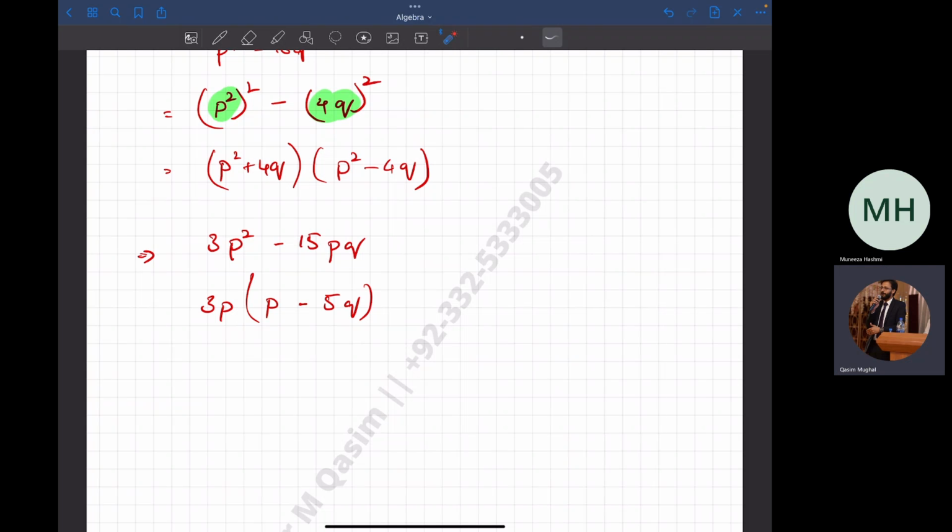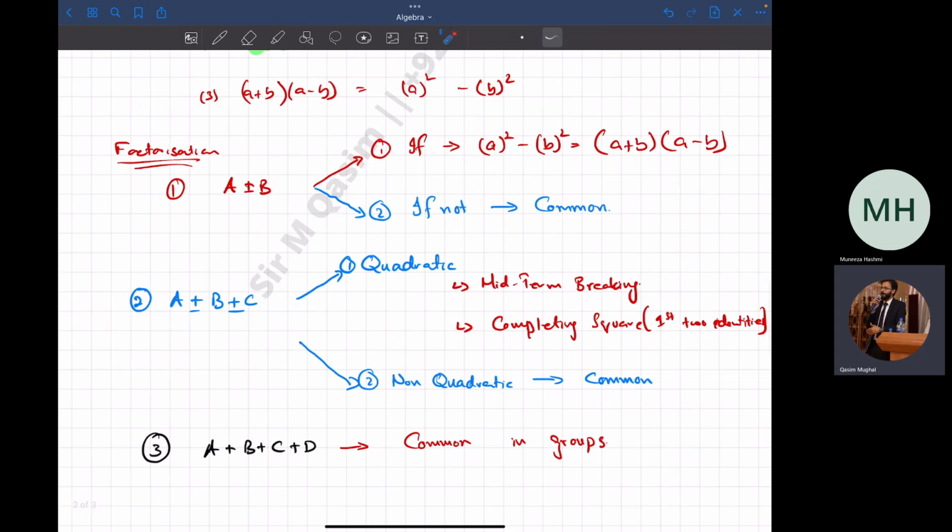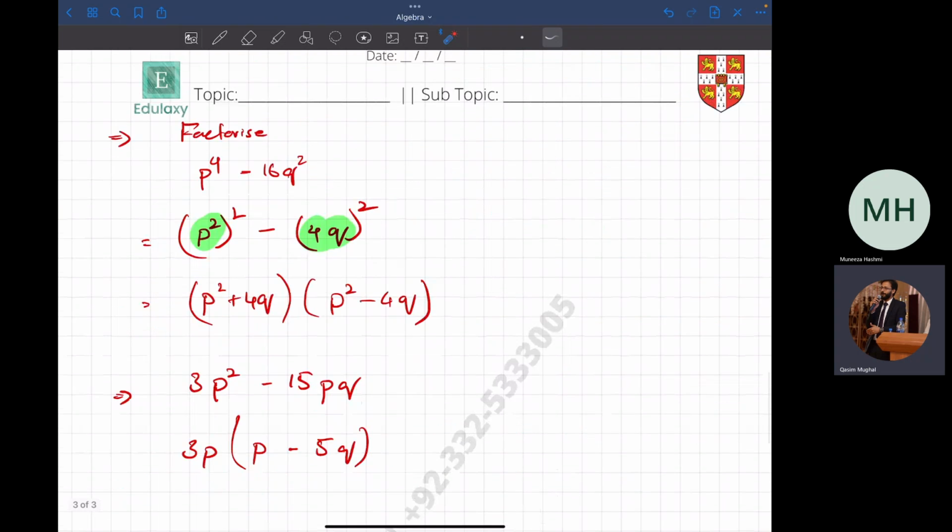Now, next is the quadratic case over here, the middle term breaking method.